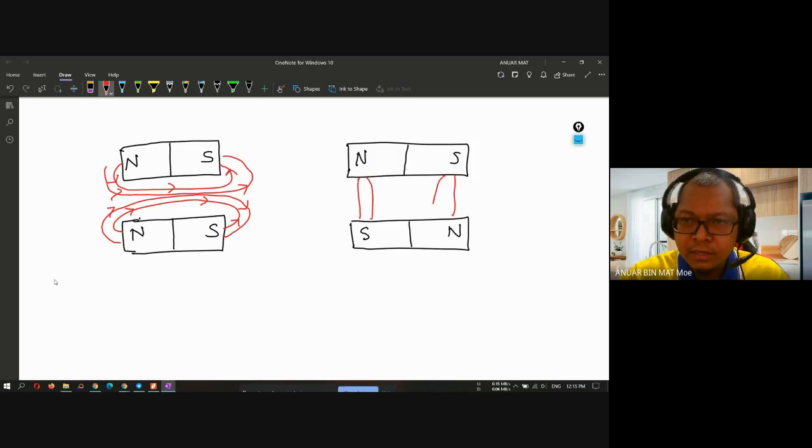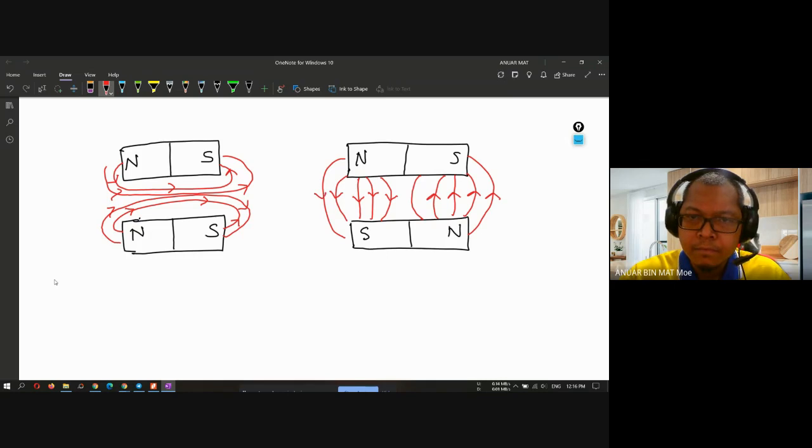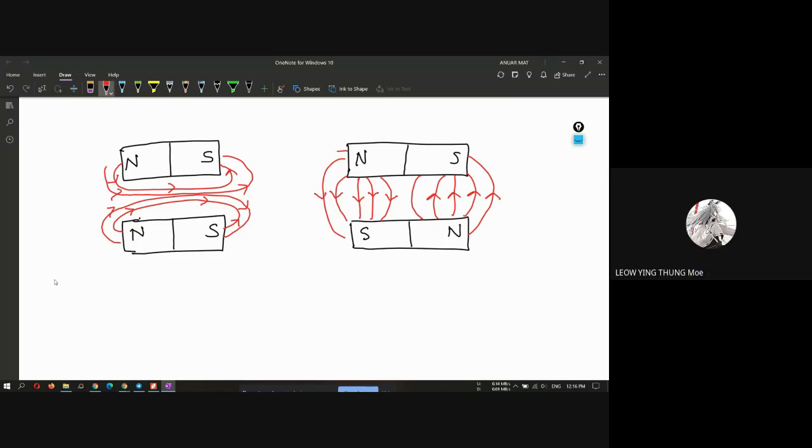How do you want to draw the attraction? What is the arrow? From north to south, right? So the arrow will be like this. And then this one will be like this. Is it correct, class? Yes.